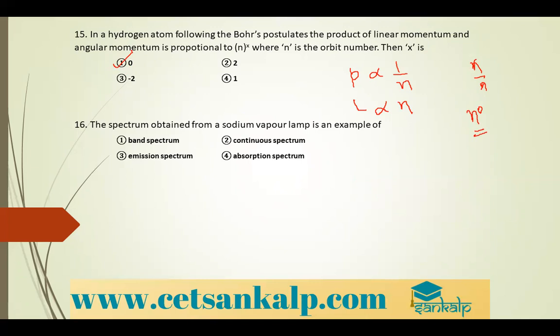Okay. Next, the spectrum obtained from a sodium vapor lamp is an example of emission spectrum. A spectrum is observed, right, when light coming directly from a source is examined with the spectroscope. When we observe with a spectroscope, the spectrum obtained from the sodium lamp is emission spectrum. Option C.